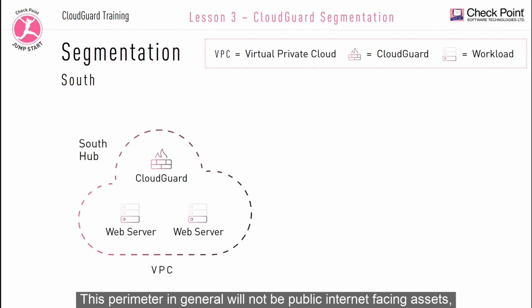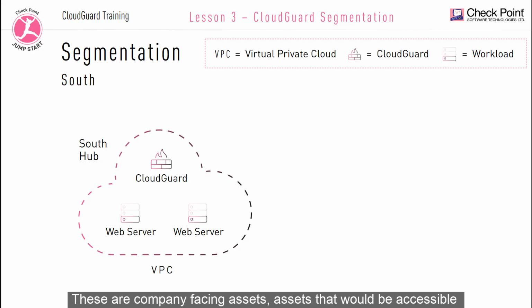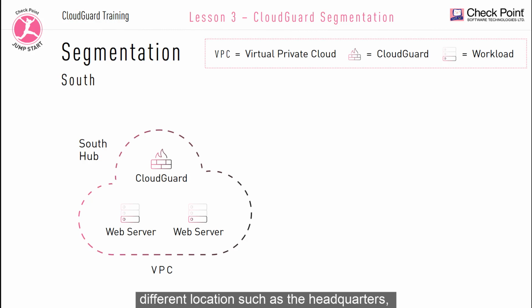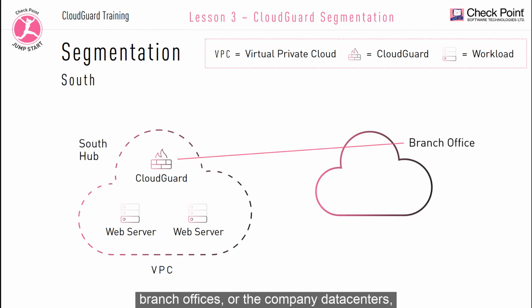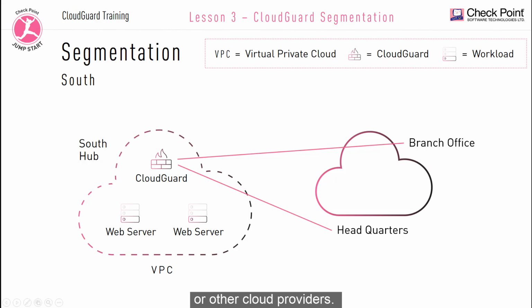This perimeter, in general, will not be public internet-facing assets, and so it would not be allowing traffic from the general public. Instead, even though these assets are still stored in the cloud, these would be assets that should only be accessible from and to the organization. These are company-facing assets, accessible from the company's various locations, such as the headquarters, branch offices, or the company's data centers. And they may also be accessible from and to other cloud regions or other cloud providers.